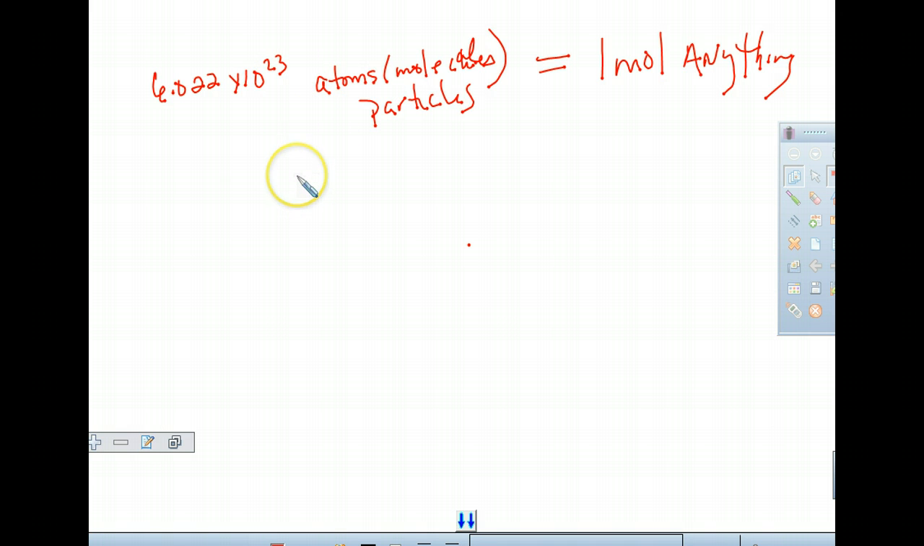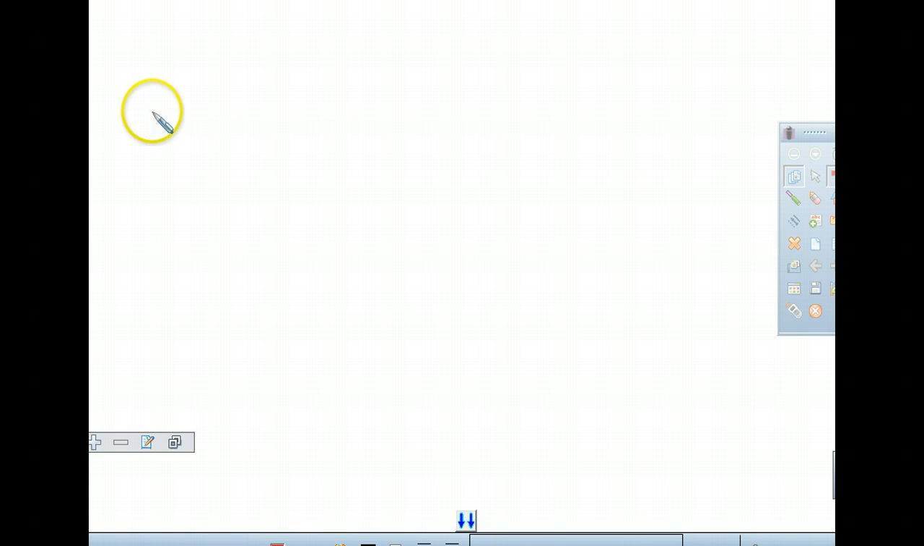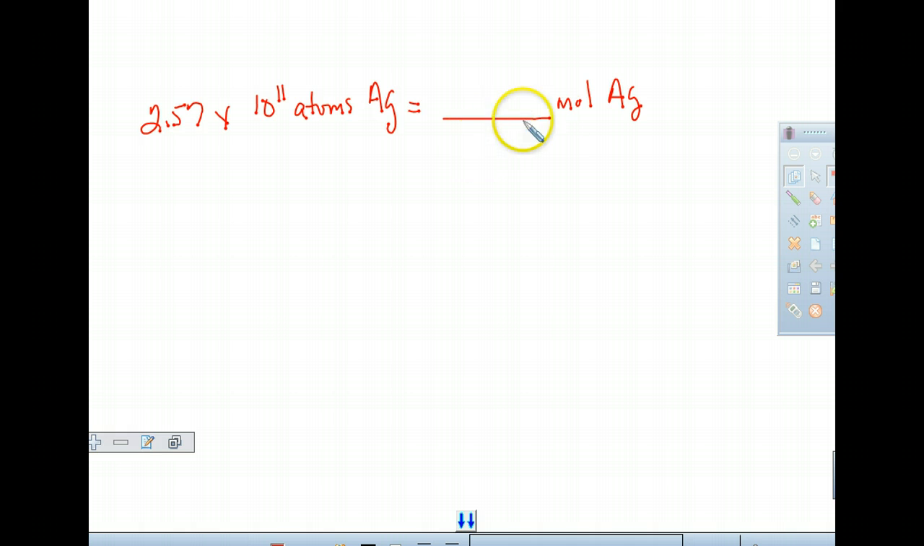And in order to use it in a problem, let's go ahead and take a look at an example. Let's just say, for instance, that we are given 2.57 times 10 to the 11th atoms of silver. And we are asked to find how many moles of silver that is. Alright, what am I going to need to solve this problem? First off, I know that I'm dealing with atoms, so automatically atoms means I'm going to have to deal with Avogadro's. Period. End of story. You see atoms, it's Avogadro's.